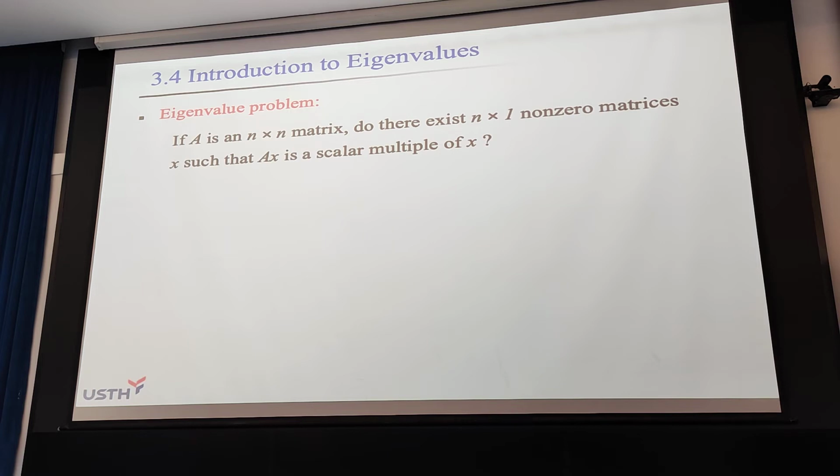So the eigenvalue problem is the following. Suppose that we are given an n by n matrix, a square matrix like that. You have to know if we can find a non-zero matrix in the columns, n by 1, such that if we multiply A by x, we get a scalar times x.